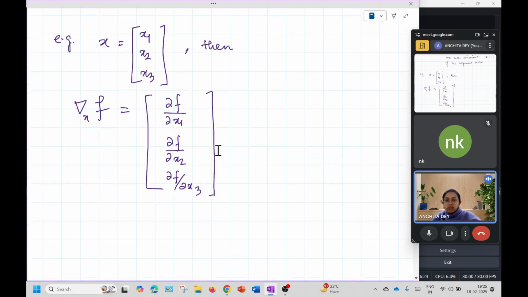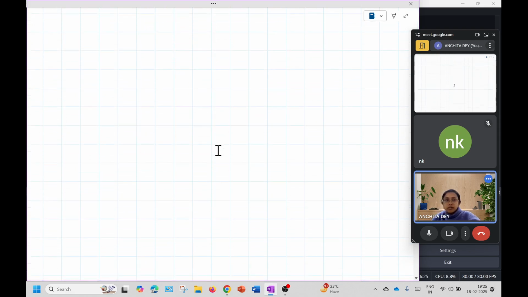Let me give you an example. It's the same example we had. f of x is equal to x squared, where x belongs to R. That means x is a scalar quantity. Then grad f of x is simply twice x.